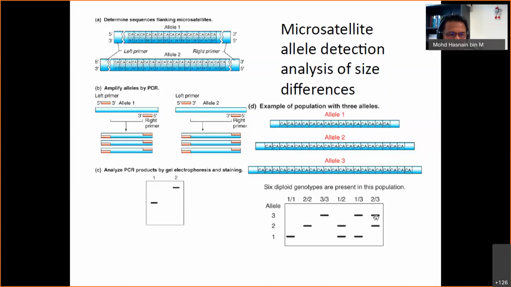So after the same time, for example, if these are run for 1 hour, after 1 hour you stop. After 1 hour, number 1 will be positioned down here. After 1 hour, number 2 will be positioned over here, and number 3 will be positioned over here. So that is how you differentiate between allele 1 and allele 2. Because allele 3, they are very long, they move very slow.